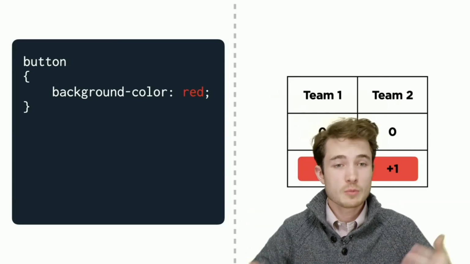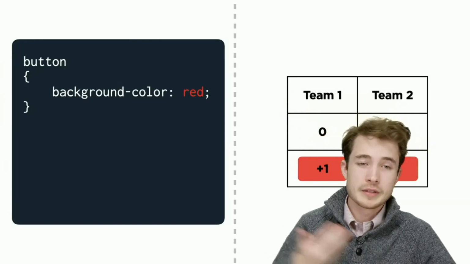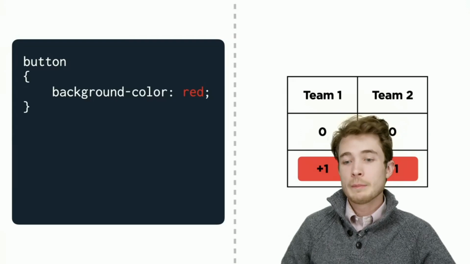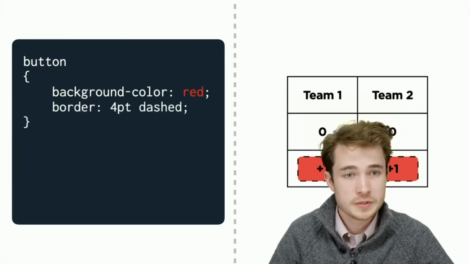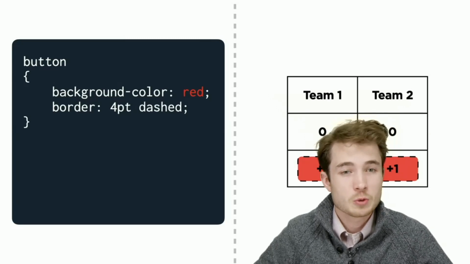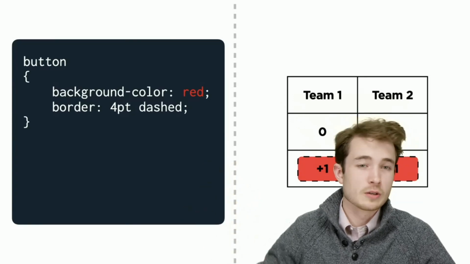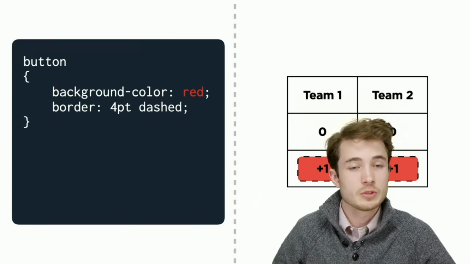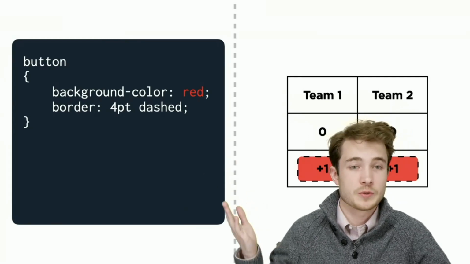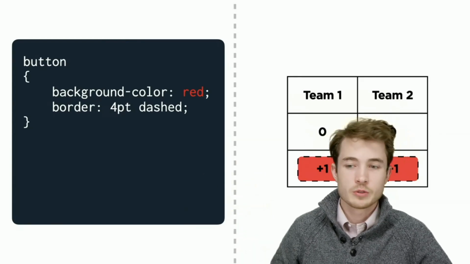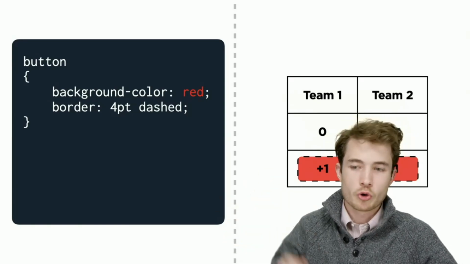I could also add some more styles to that very same selector. I could again select all my buttons, make them background color red, but also add some border. So a border is a property in CSS you can use. And again, by convention, we define the border using this syntax here, maybe 4pt or 4px, whatever system you're using. And then dashed, just to note that I want the border to be dashed. We can also do solid if we'd like to.